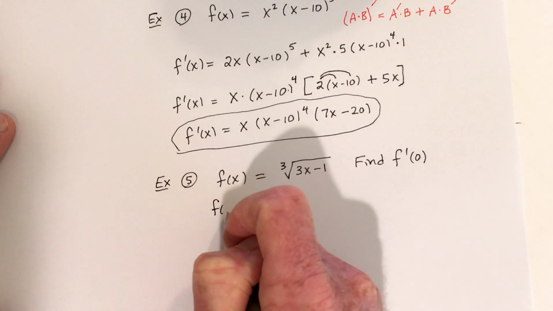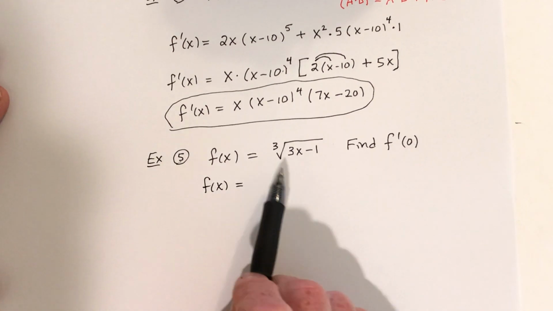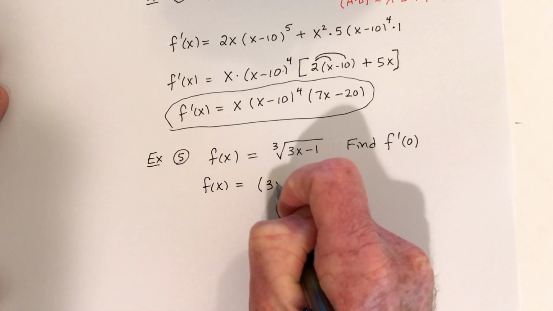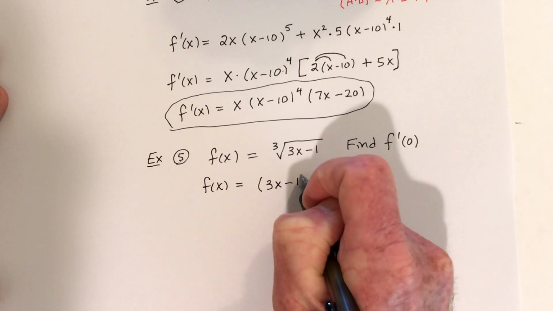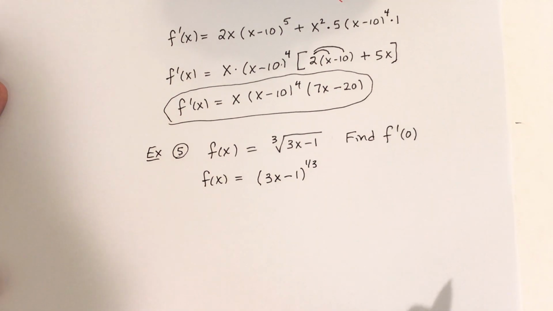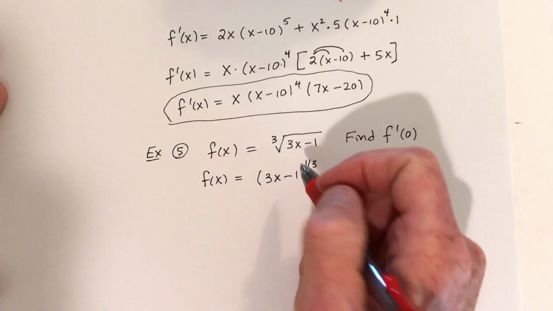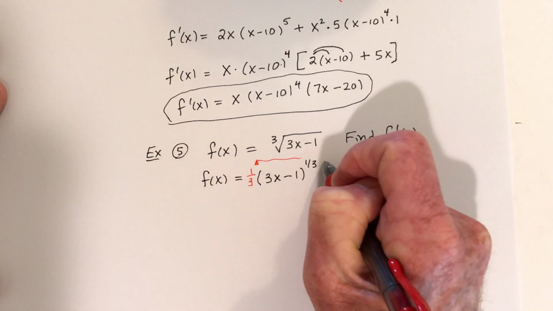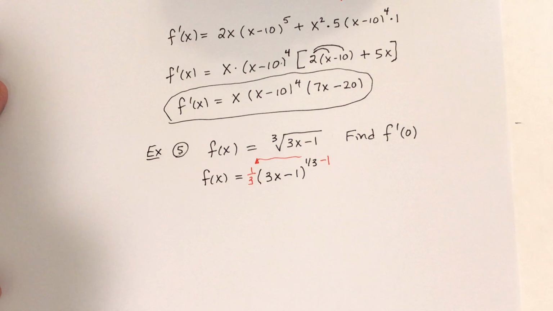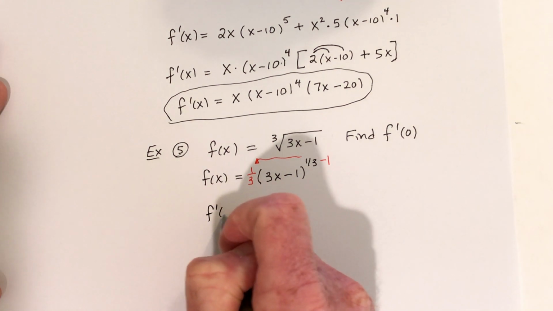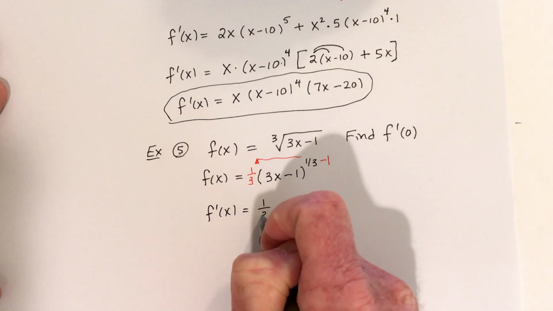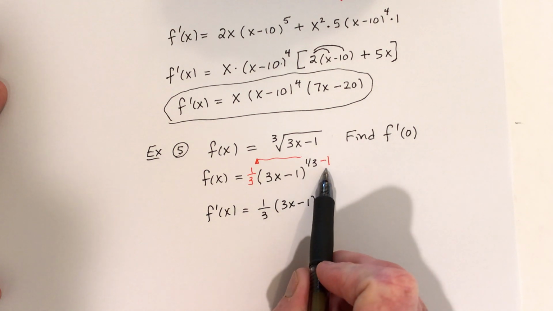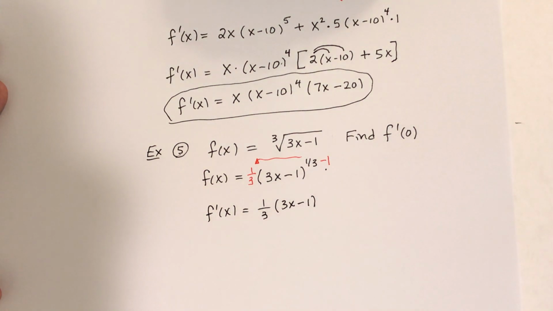So the first thing I need to do is rewrite this one. For a cube root, you can rewrite that as a 1/3 power. So just take the whole thing in parentheses, 3x minus 1, and then raise it to the 1/3 power. And now do the power rule. So the 1/3, you bring it in front and multiply, and then subtract 1 from the exponent. So the derivative is going to be 1/3, and then leave the inside part alone for now. And then 1/3 minus 1 is going to be negative 2/3.